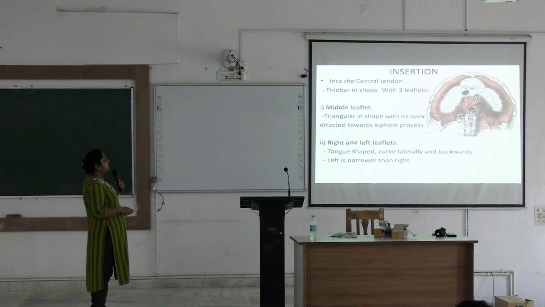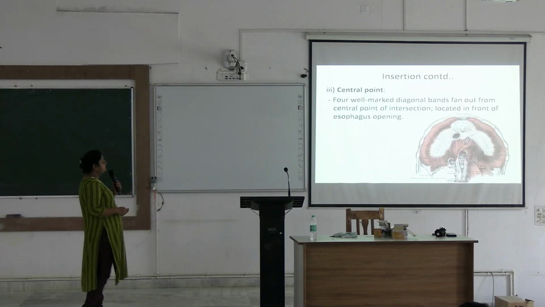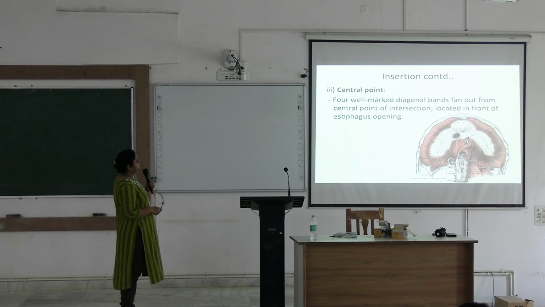The right and left leaflets are tongue shaped. You can see they are curved laterally and backward, and the left is narrower than the right. This is left, this is right. So the left leaflet is narrower than the right. Next is the central point. Four well-marked diagonal bands fan out from the central point of intersection, and it is located in front of the esophageal opening. Here you can see the crisscross bands of the muscle. These are the central point.